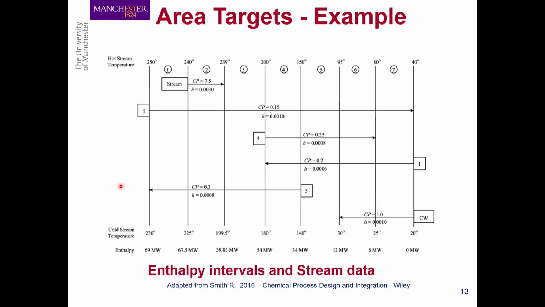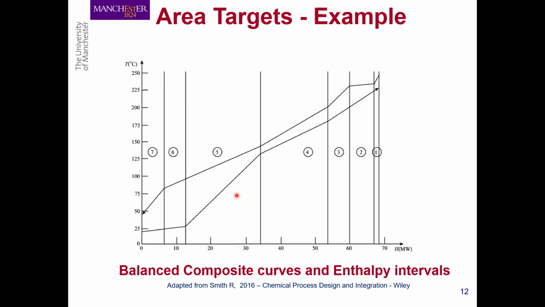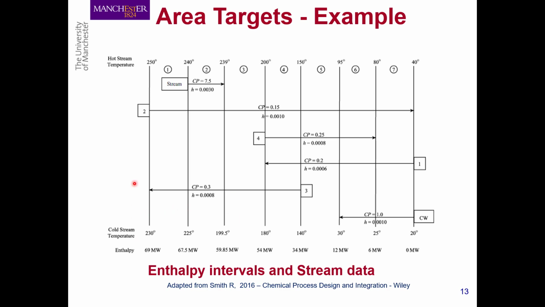Okay, and in this figure we have converted the information from a balanced composite curve into the form of enthalpy intervals and stream data. So these are different enthalpy intervals in terms of their temperature, going from 20 to 40, and then you have another interval going from temperature 25 to temperature 80. Similarly, you have different enthalpy intervals, and you can also see on these enthalpy intervals which streams are taking part in a particular interval.